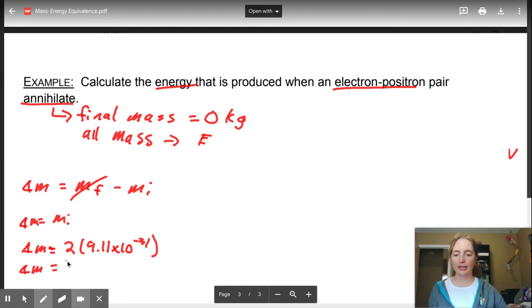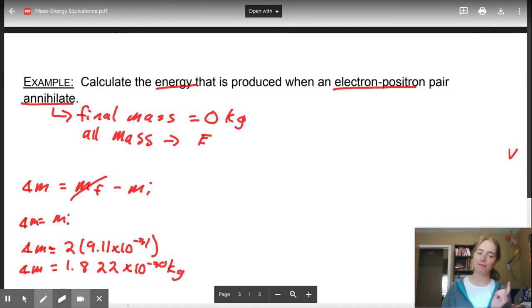So we're going to get 1.822 times 10 to the power of negative 30 kilograms. So all that mass is going to be converted immediately into energy.